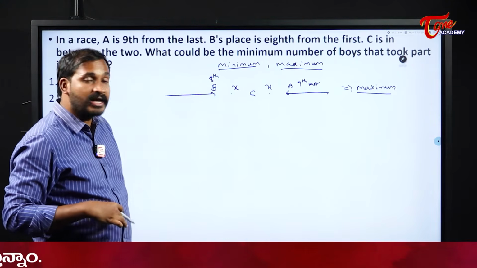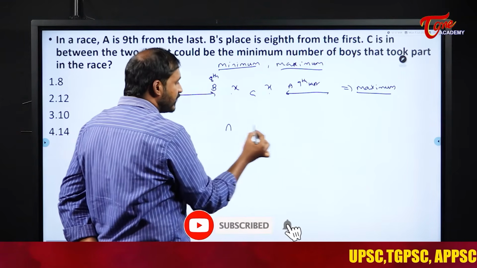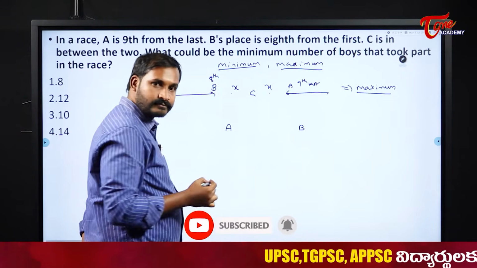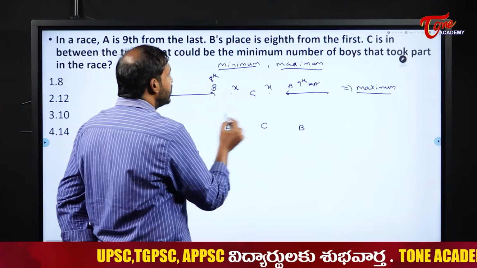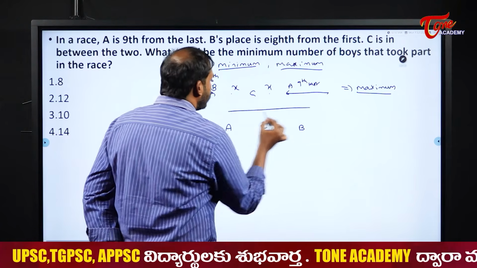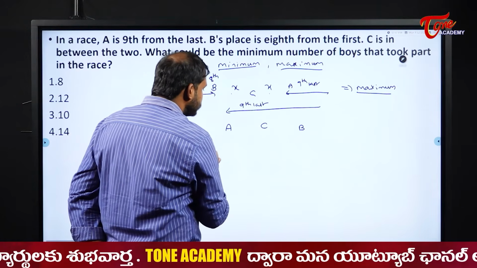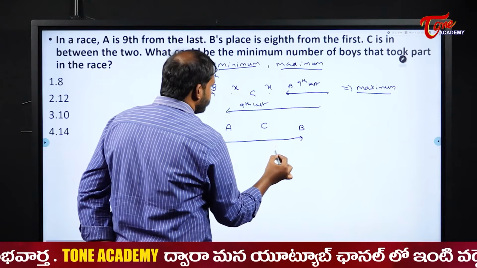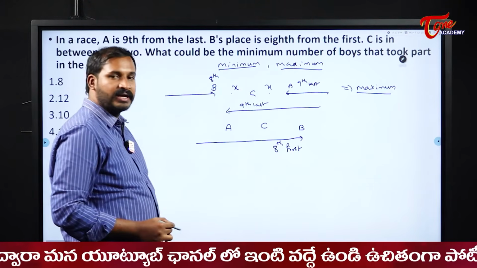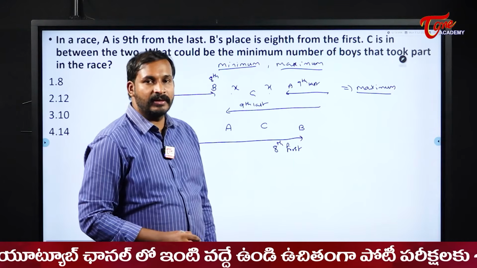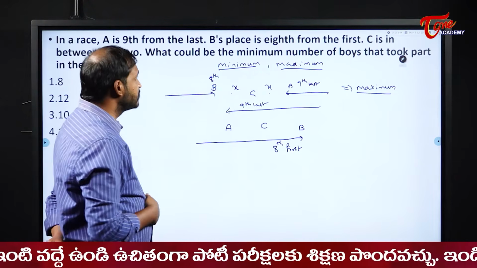Okay, good. Now to get the minimum, why should A and B only be like this? A can come here and B can go here, right? Yes, sir, there is a chance. C is there in between them. A is 9th from what? Last. A is 9th from last. When it comes to B, B is 8th from what? First. B is 8th from first.